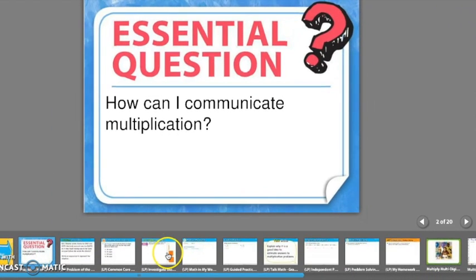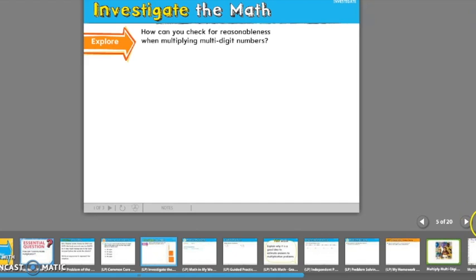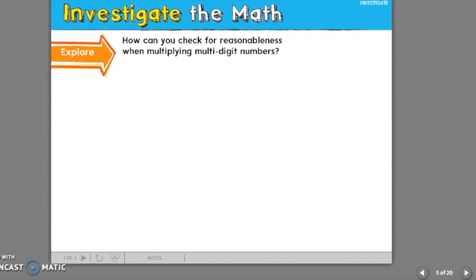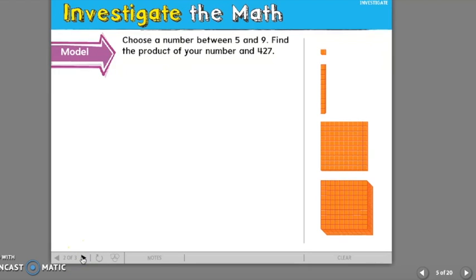Before we actually begin looking in the book and answering our examples, we're going to look at the Investigate the Math. And I want you to just watch as I model this. I'm going to choose a number between 5 and 9, and I'm going to find the product or the answer of that number and 427. So I'm just going to do 5.